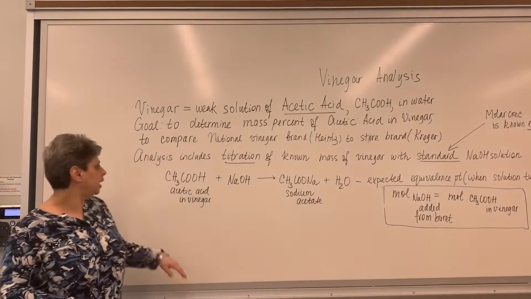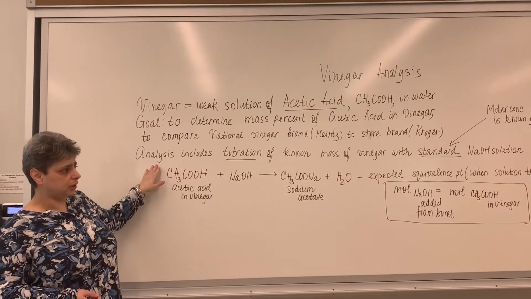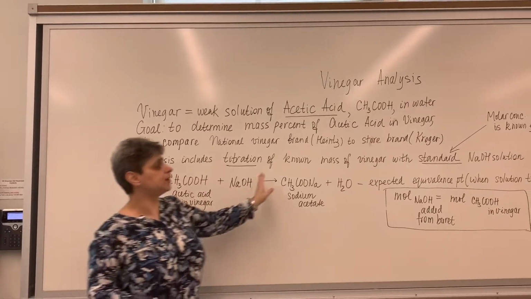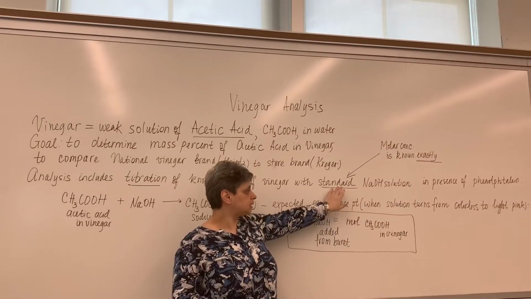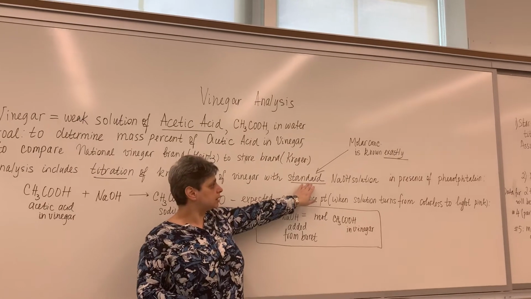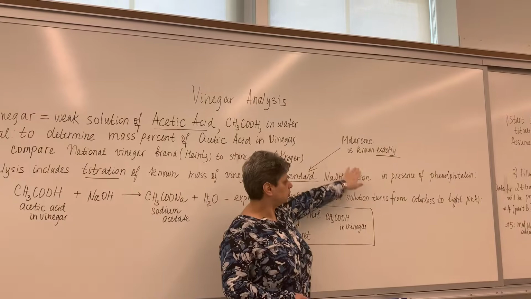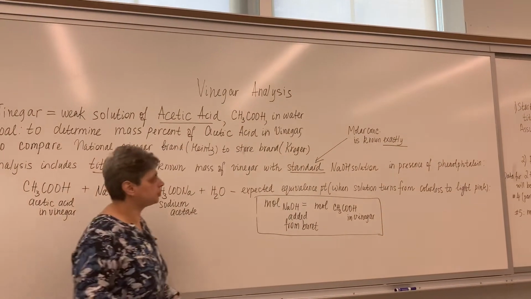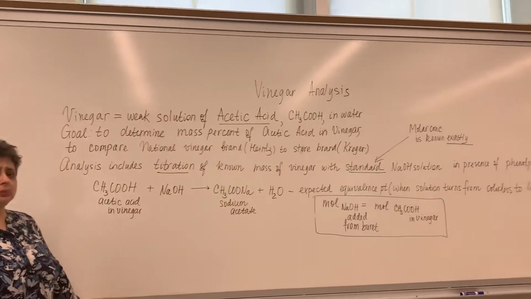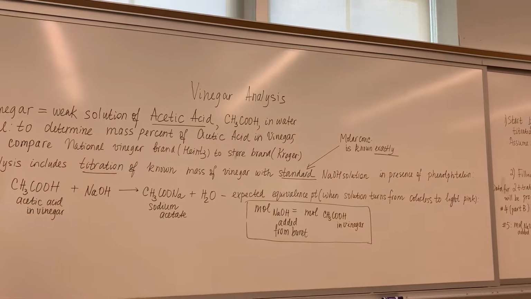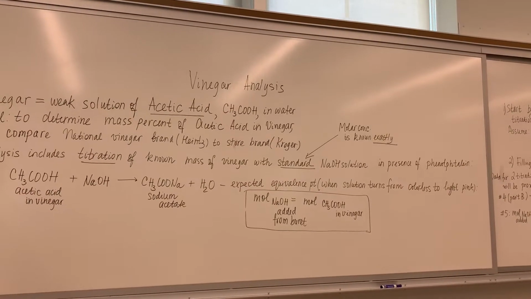So here we're asking the question: is there a significant difference in mass percent acetic acid between the national brand and the store brand? The idea is to take a known mass of vinegar and titrate it with the standard solution of NaOH. I'm reminding you again, this sodium hydroxide is considered standard because its concentration is known exactly to 4 digits after the decimal. The titration is accomplished in the presence of phenolphthalein. I will post some videos of the actual procedure. It's very similar to last week's procedure.